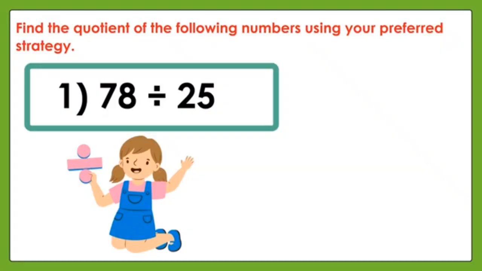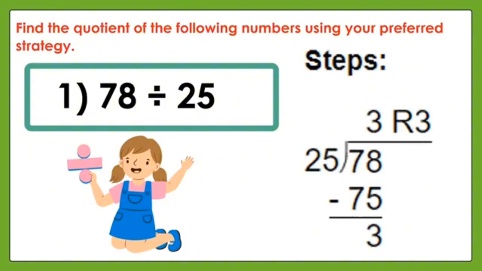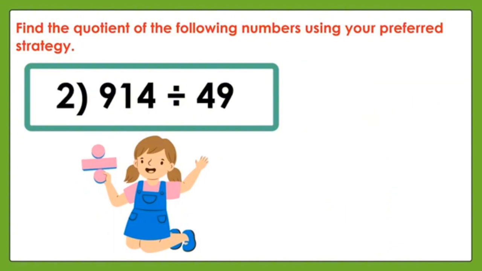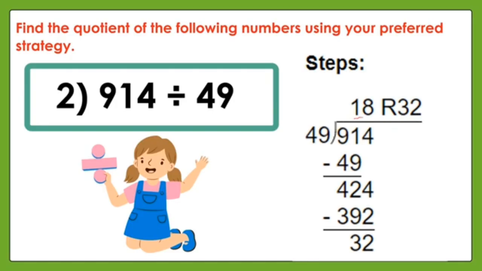Find the quotient of the following numbers using your preferred strategy. Number 1, 78 divided by 25. The answer is 3 with remainder 3. Number 2, 914 divided by 49. The answer is 18 with remainder 32.